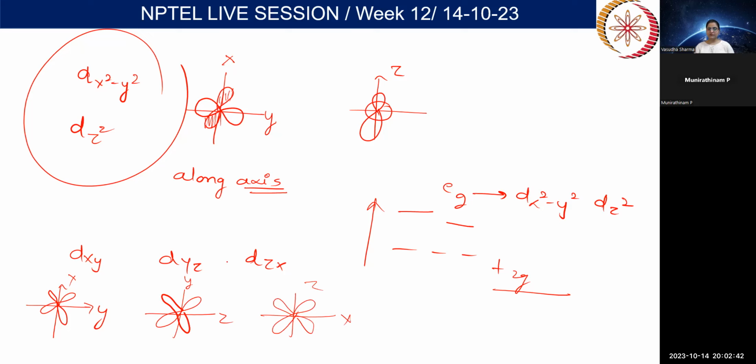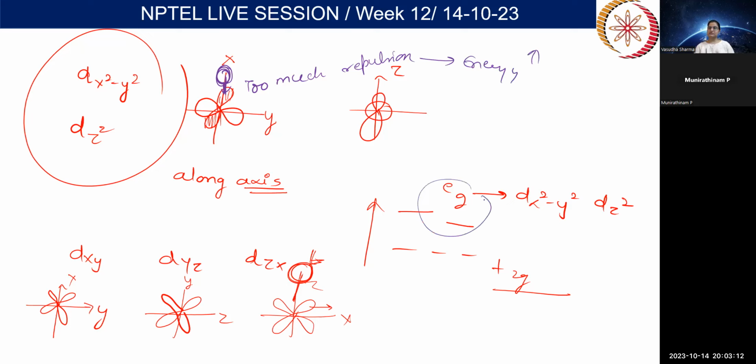So if I'm talking about the octahedral, my ligand is here and the orbital of the metal is away from that one. So there won't be any repulsion. But in the case when it is along the axis and my ligand is also along the axis, there is too much repulsion. So when repulsion is there, energy increases. So that's why in case of the octahedral, Eg is higher energy compared to the T2g.